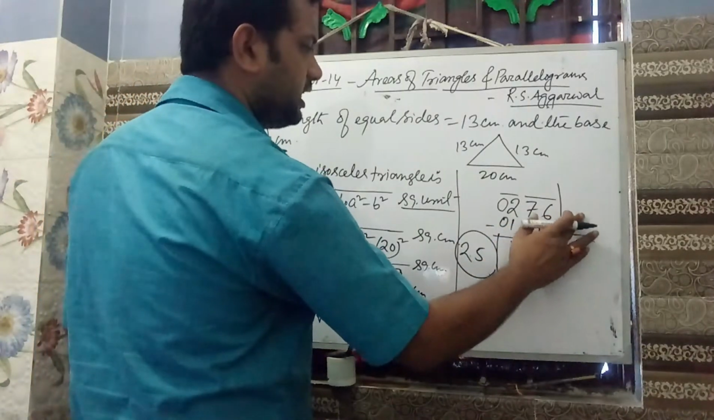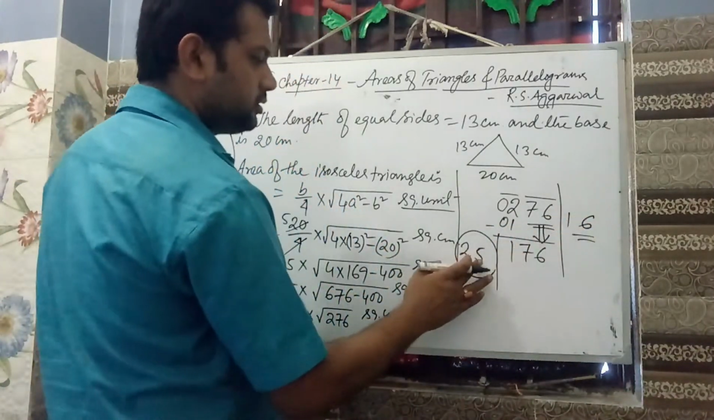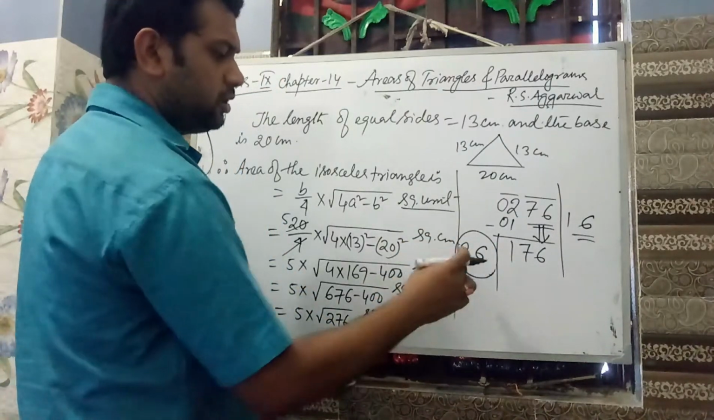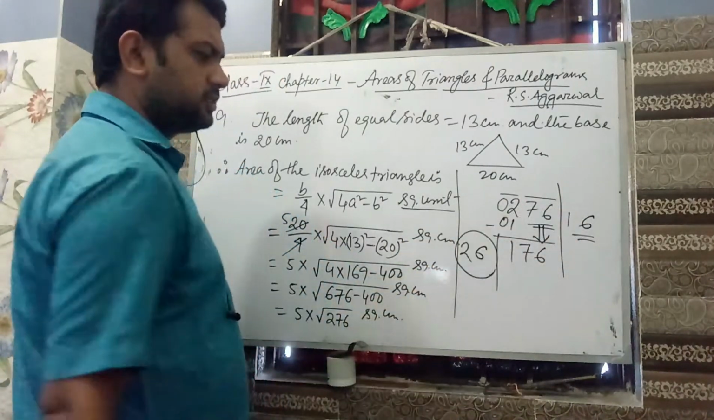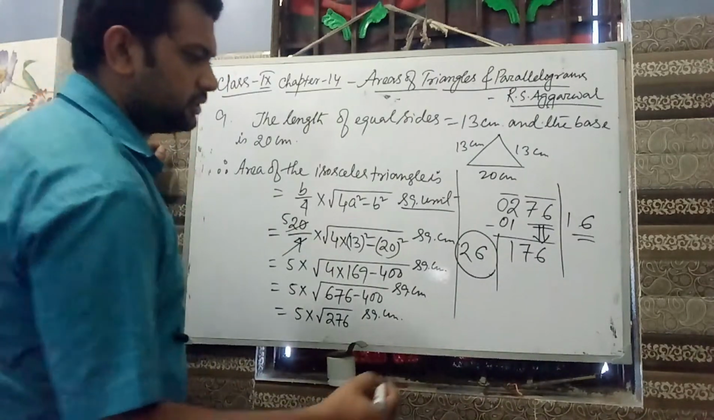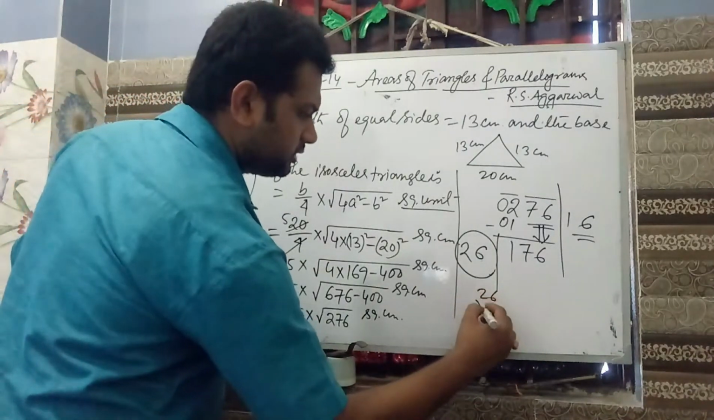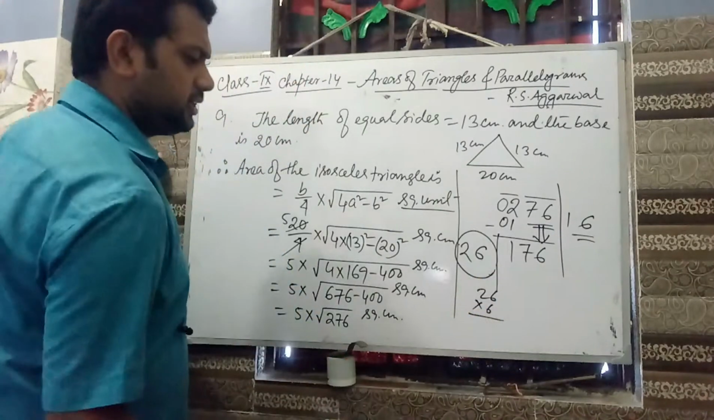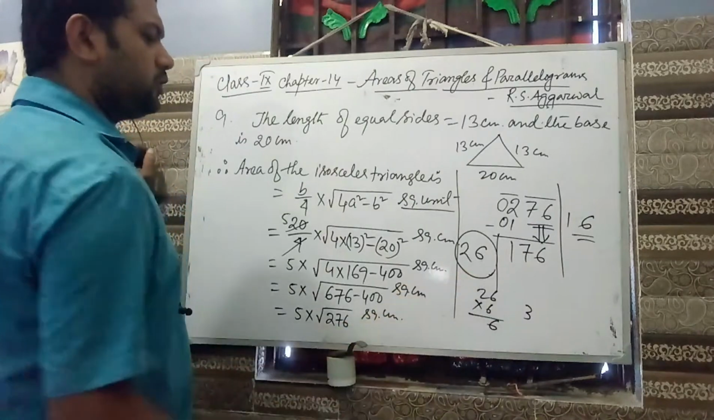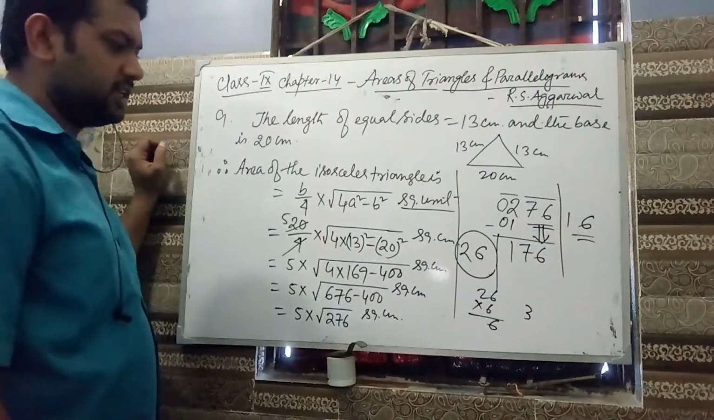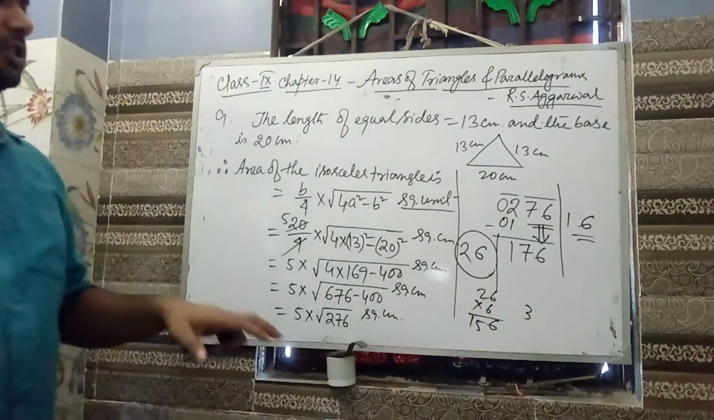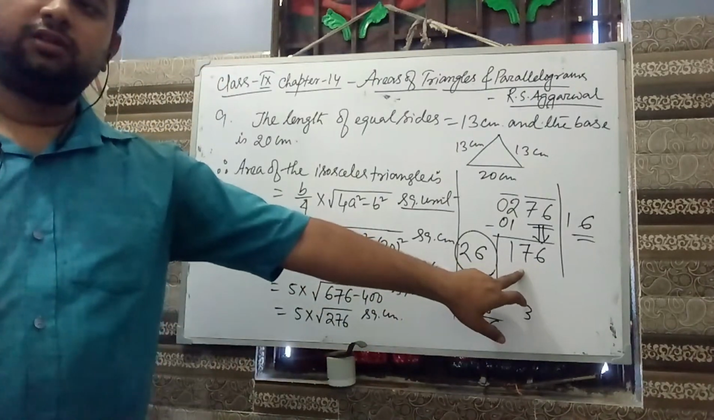So if we take 6, here also we have to write 6. So 26 into 6. Okay, let us check it. 26 into 6. 6 6s are 36, 6, 3 in hand. 6 2s are 12, 12 plus 3, 15. That is also smaller than this number.